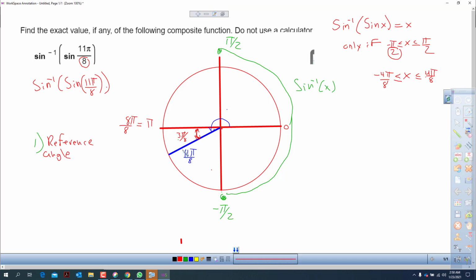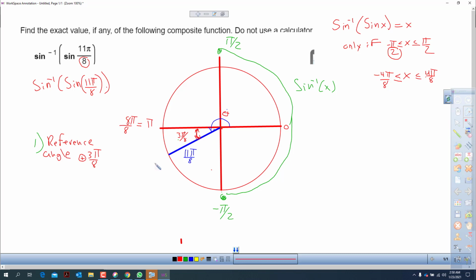11 pi over 8 is on this third quadrant. Okay, but you don't want it here. You want it either on the fourth or the first. And remember, these angles have to be negative because they go counterclockwise. So the reference angle in this case is 3 pi over 8. Again, reference angle is a positive angle. It's always positive between the terminal side, this is the terminal side of the angle, this is the angle right here, theta, and the x-axis, right?